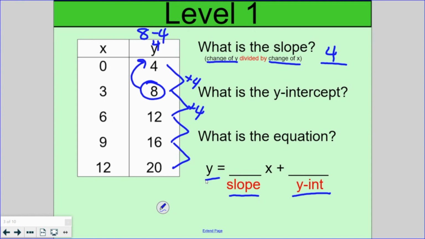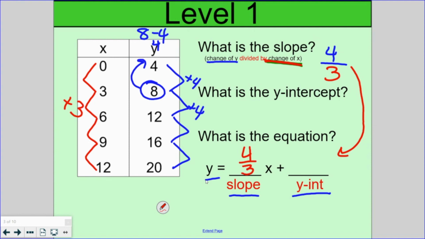It's going to be divided by the change in x. I'm going to switch colors here, and we'll figure out the change in x. So let's look over here. What is our change in x? Going from 0 to 3, 3 to 6, 6 to 9, 9 to 12, we can see that we are adding 3 every time. So our slope is the change in y, which was 4, divided by the change in x, which is 3. We can already fill this into our equation: our slope is 4 over 3.